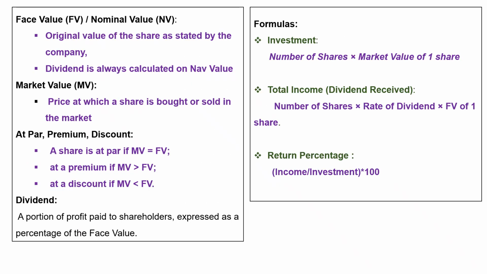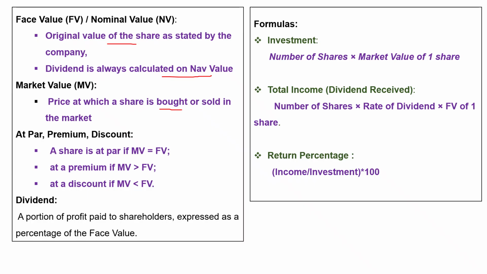So what is the face value? What is the nominal value? It is the original value of the share as stated by the company. Dividend is always, remember, dividend is always calculated on NAV value. Market price is the price at which share is bought or sold in the market.